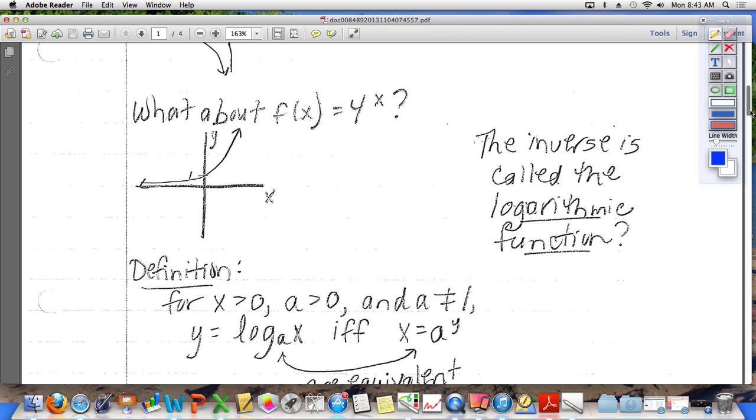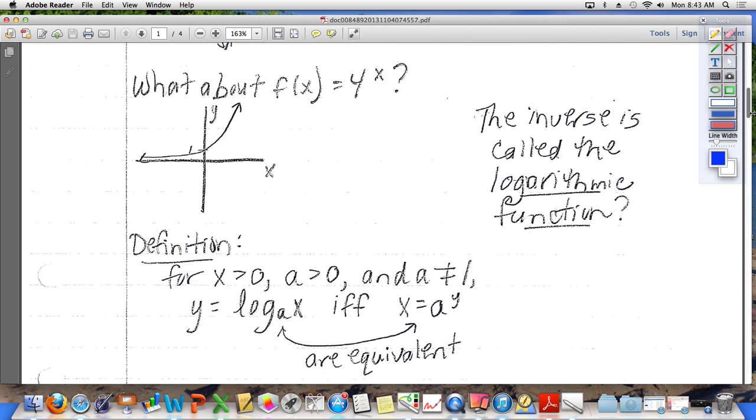So what about f of x is equal to 4 to the x power? Well, first of all, if you were to graph f of x is equal to 4 to the x power, this is what the graph would look like. The inverse of this is called the logarithmic function. So this is the exponential function.